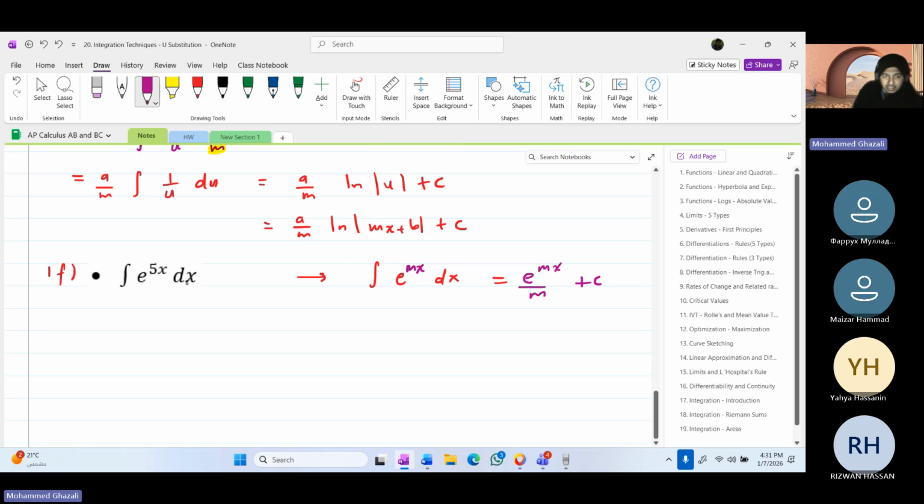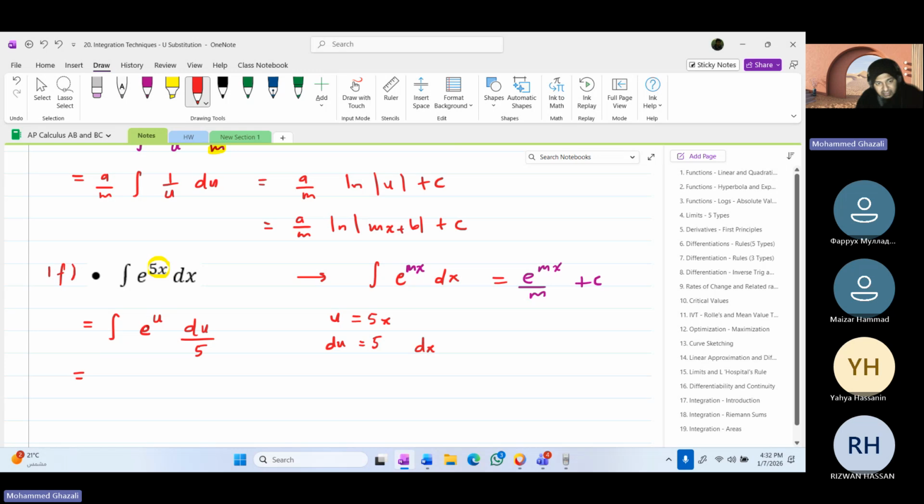Now, you can use this rule directly, but we're not going to use the rule. We're going to use u substitution and see if we come to that rule. So we say let u equal 5x. du, the derivative of 5x, is 5. Take the dx from the bottom here across: du equals 5 dx. So I have the integral of e to the power u. What is dx? du over 5.